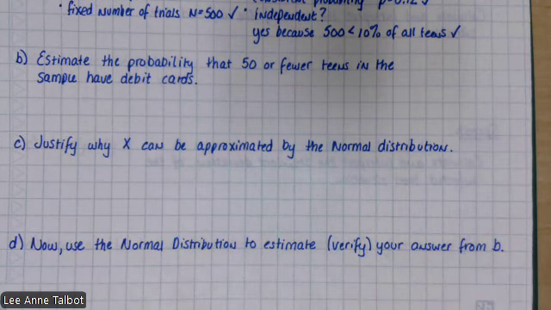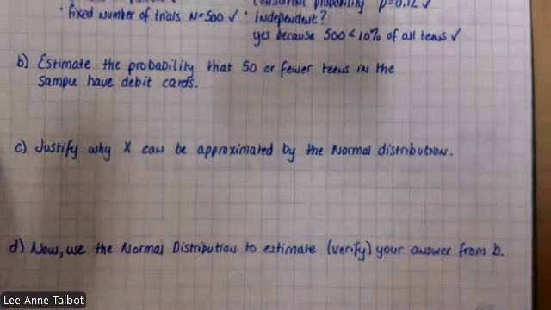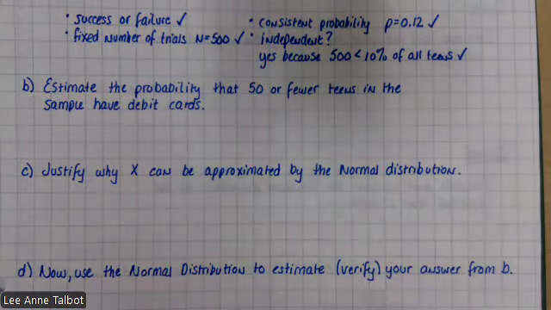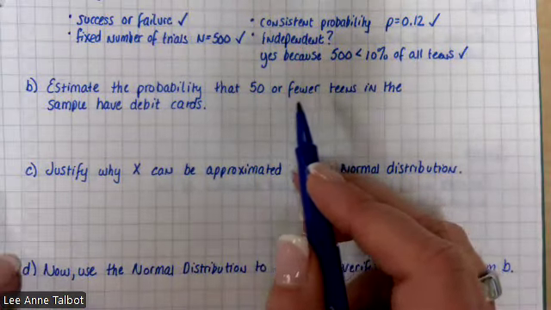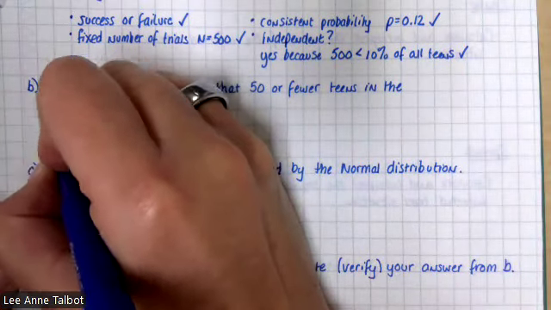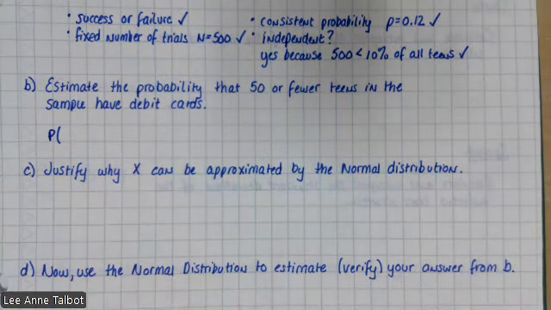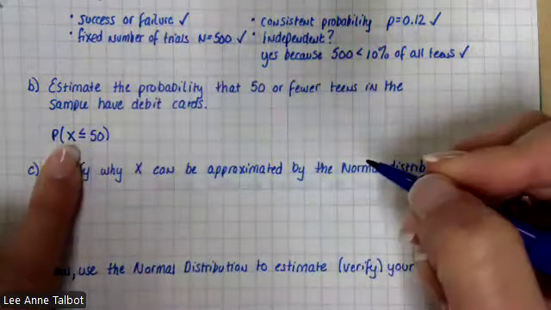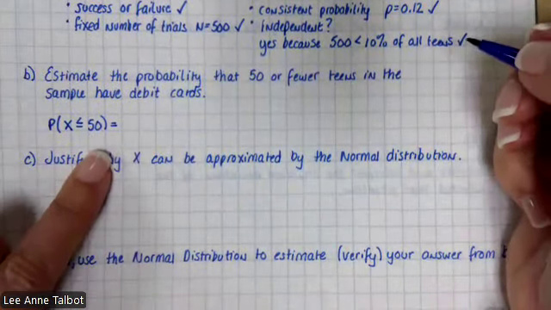Estimate the probability that 50 or fewer teens in the sample have a debit card. Question number 1. Can I use the binomial distribution for this? Let me ask again. 4 check marks. Can I use the binomial? Okay, 50 or fewer. What alligator is that? 50 or fewer. Less than or equal to. Nice. And that is regular binom CDF without any of the hijinks of complements and things.